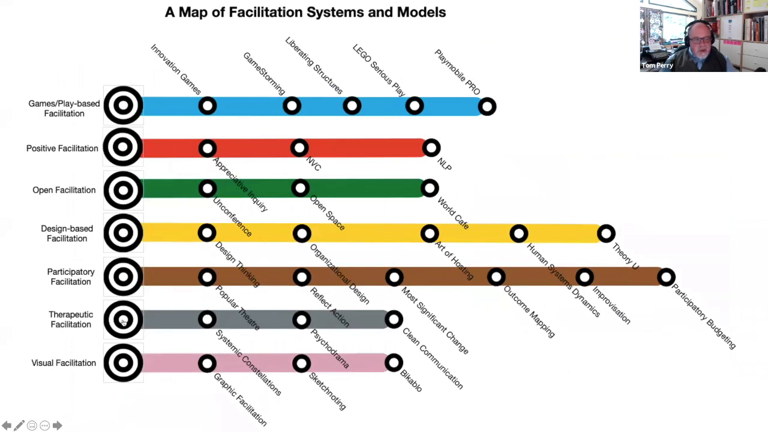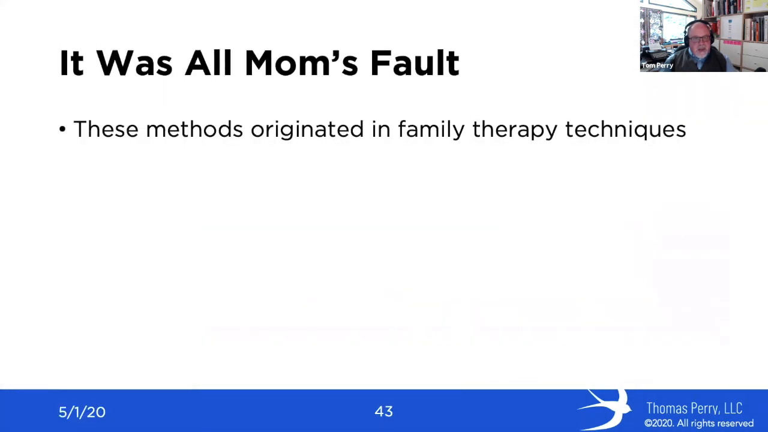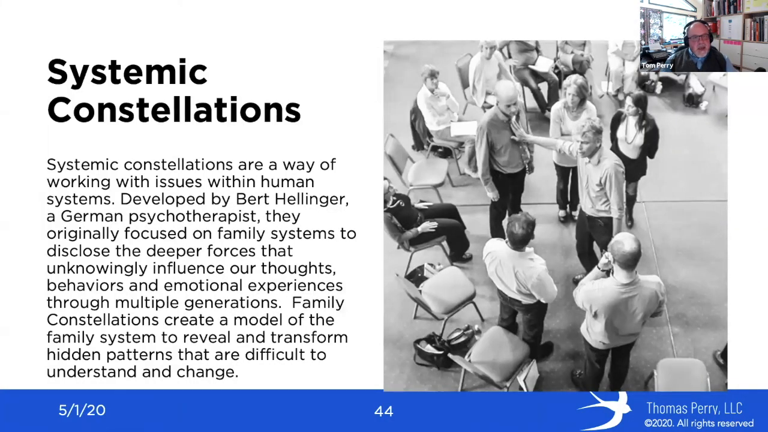Next up is therapeutic facilitation. And this is all the stuff that comes from modern therapy methods. It was all mom's fault. These methods originated in family therapy techniques, and one of them is systemic constellations, which you may or may not have seen. Systemic constellations are basically a way of taking small groups and arranging them physically in space and discussing the reasons for why people are positioned the way they are and telling a story, basically. It can be a very powerful technique within small groups. And so I've seen it done by Michael Spade and Lissa Atkins. And I've talked to some other folks who've done it. And like I said, it can work very, very well for working out the dynamics of small groups.